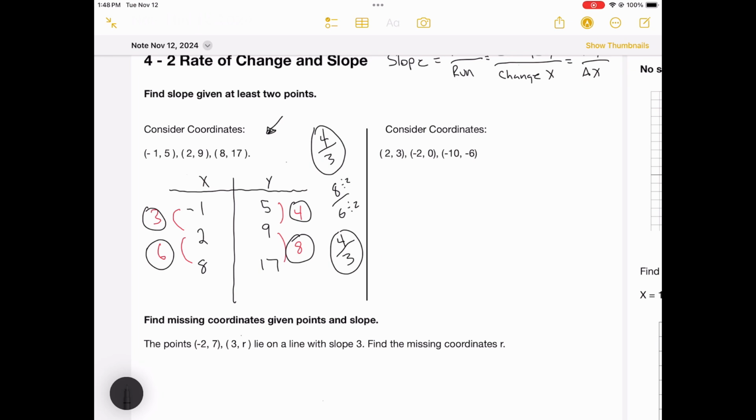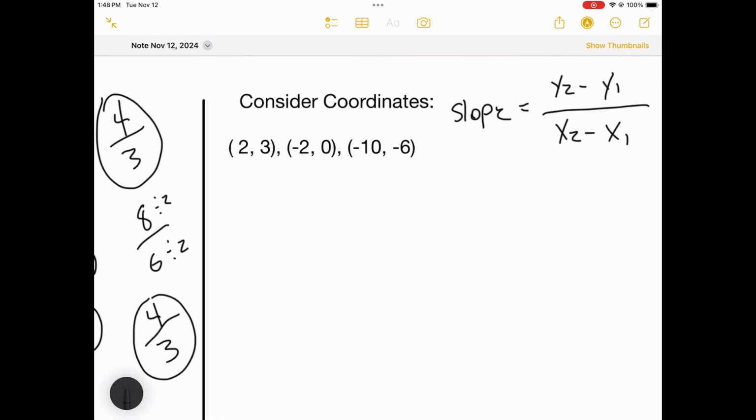All right, the next one requires using a formula. The slope formula is: slope is equal to y2 minus y1 over x2 minus x1. All that's saying is you're going to choose an x and y coordinate, and you're going to subtract them in the same order. For example, let me zoom in here.